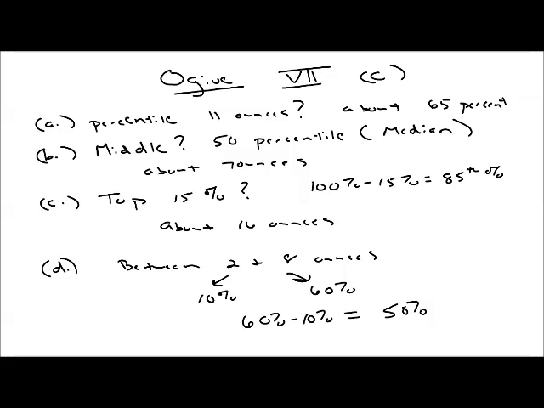So that is the basics in an ogive. Okay? And there's some more other stuff we can do with it. We can make a histogram with it. We can make a box plot with it. And I'm going to show you how to make a box plot with it when we get to box plots. Okay, good luck.